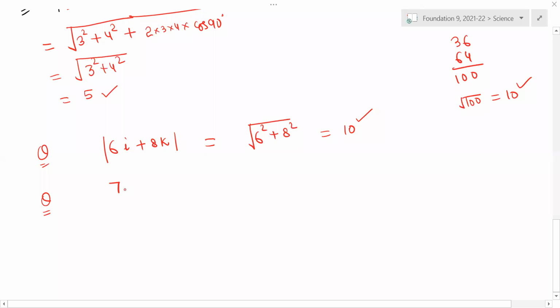Next question. 7i plus 4j. Fine. How much? Reply me fast. Top 5 members. Aditya wrong, beta. Kavya right. Piyush right. Shreyan right. Ananya wrong. Mohit right.